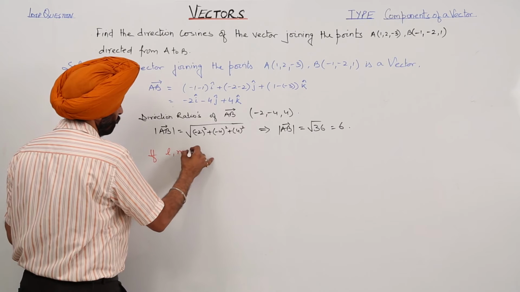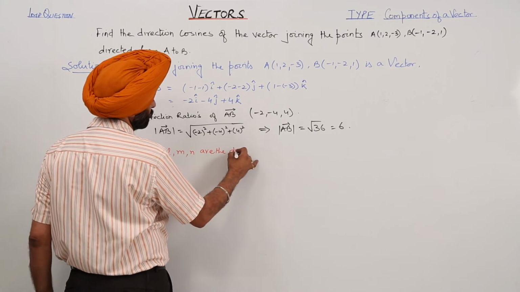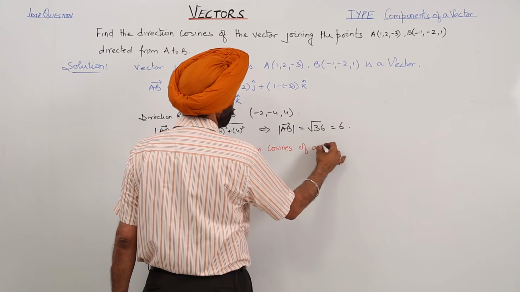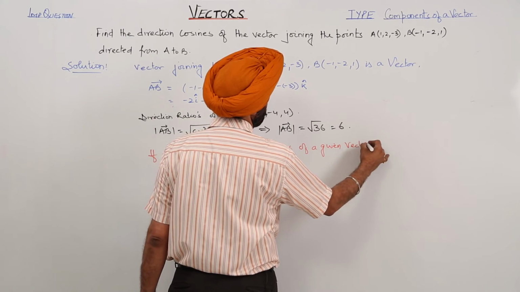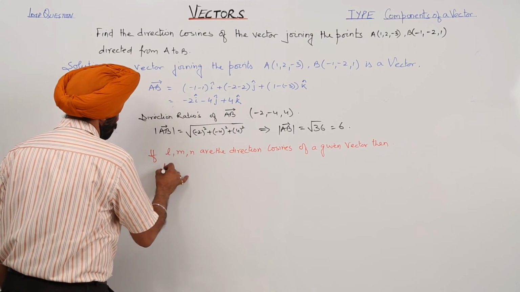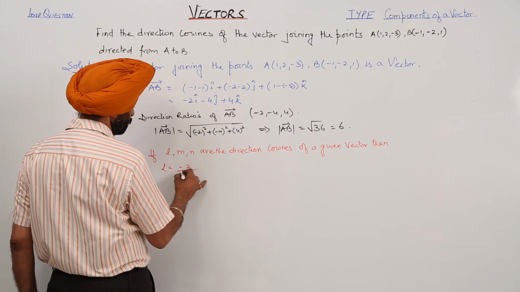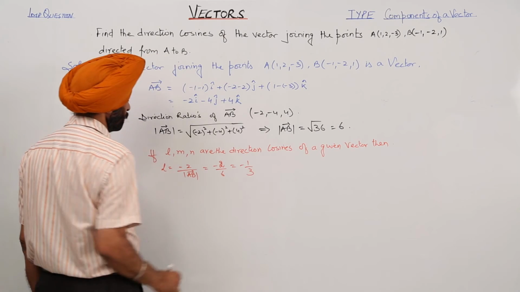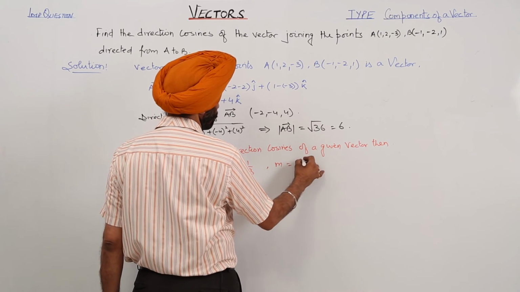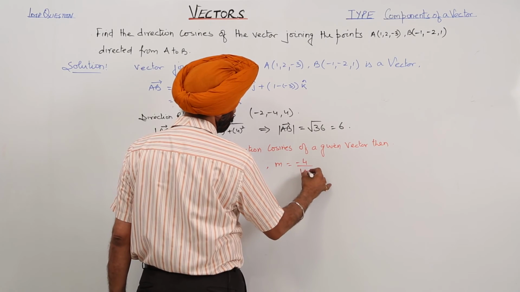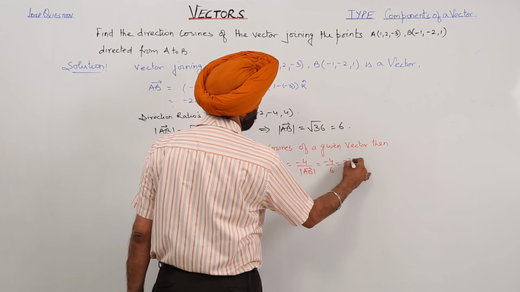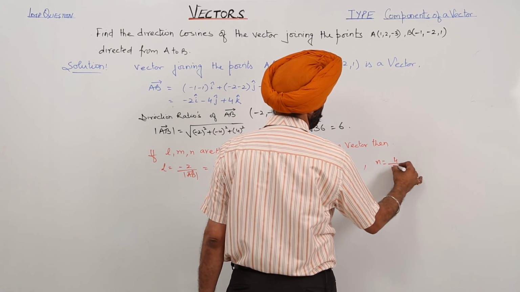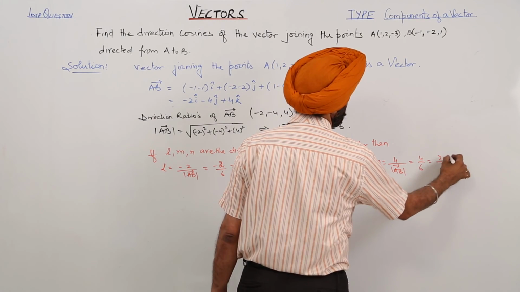Now if l, m and n are the direction cosines of a given vector, then l is equal to -2 upon 6, which is equal to -1 upon 3; m is equal to -4 upon 6, which is -2 upon 3; and n is equal to 4 upon 6, which is 2 upon 3.